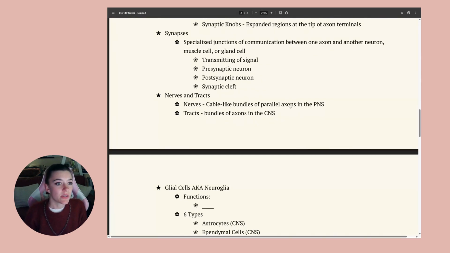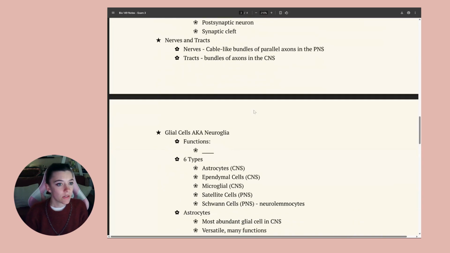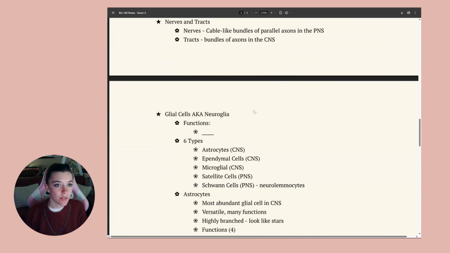Synapses are specialized junctions of communication between one axon and another neuron, muscle cell, or gland cell. Synapses transmit signals, and there are presynaptic neurons, postsynaptic neurons, and synaptic clefts. Nerves and tracts. Nerves are cable-like bundles of parallel axons in the peripheral nervous system. Tracts are bundles of axons in the central nervous system.